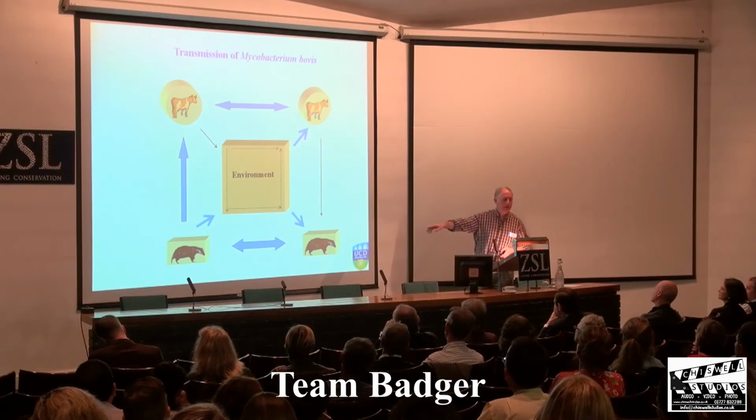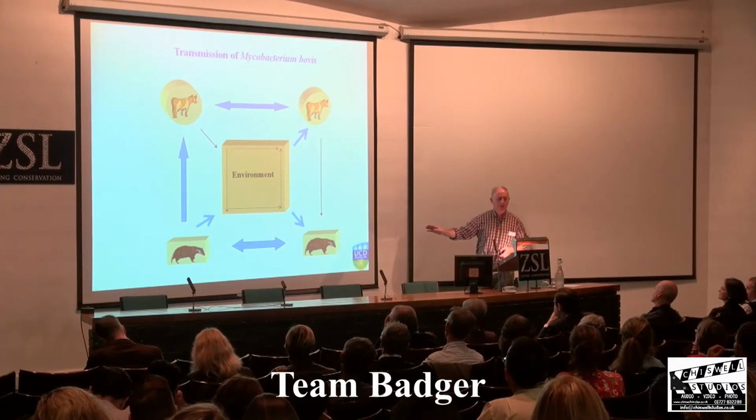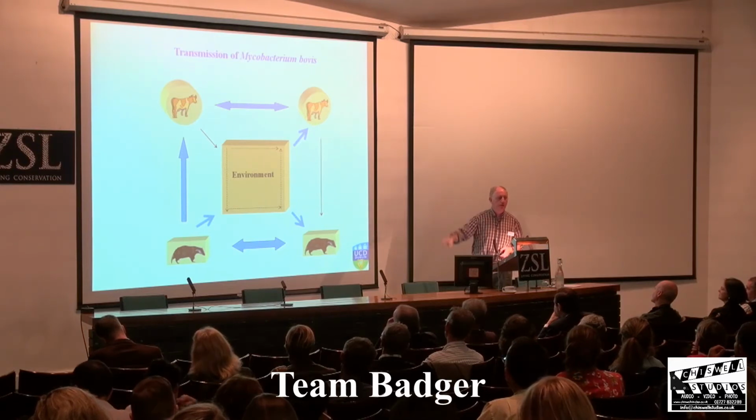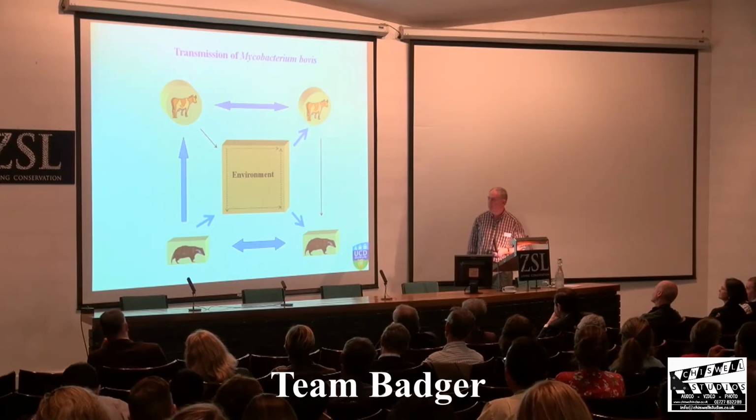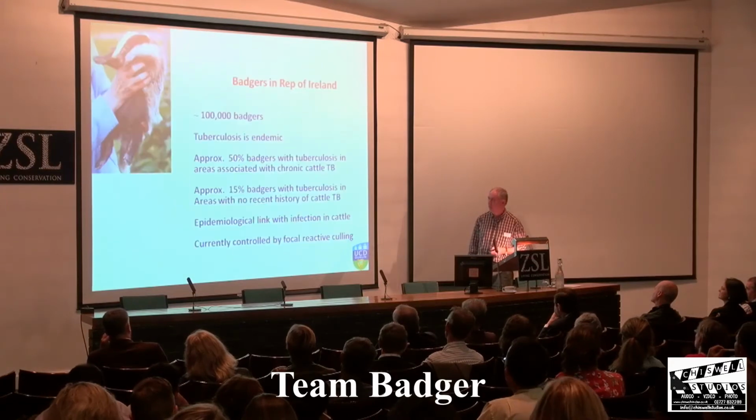So at its very simplest, we have some understanding of the cattle to cattle problem and the badger to badger problem. But in between, you have all this vast complexity of interactions. And that's basically part and parcel of the problem that we're trying to solve.